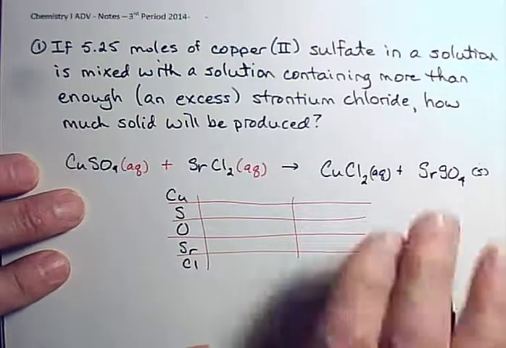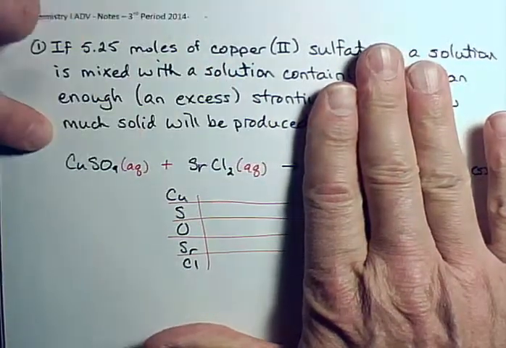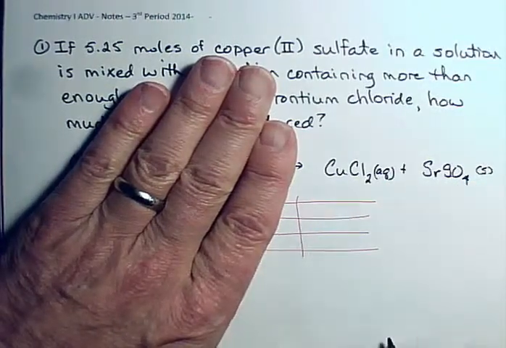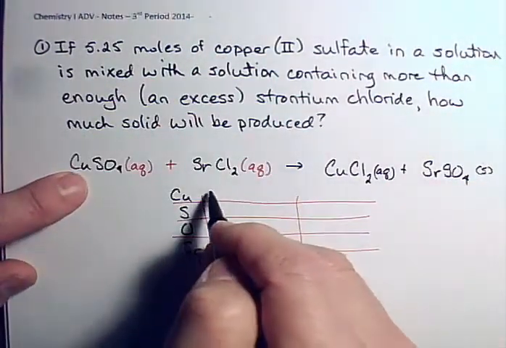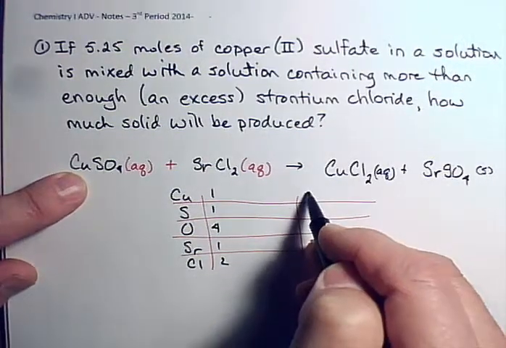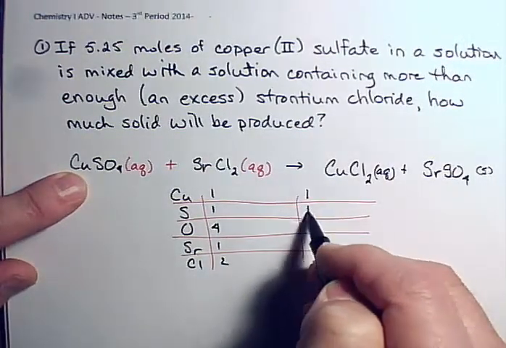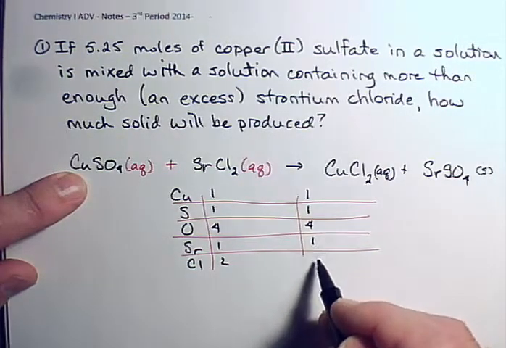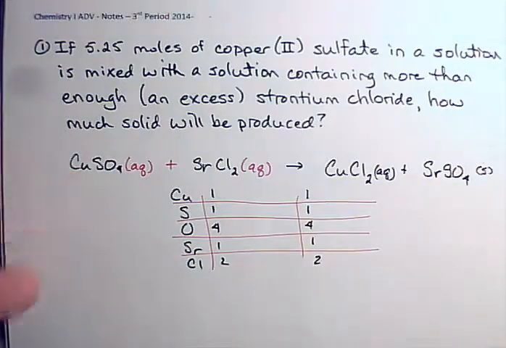Count all the atoms we have on the left-hand side. So everything over on this side of the equation is going to go in here. Everything on the right-hand side of the equation is going to go in here. And so this equation is balanced.